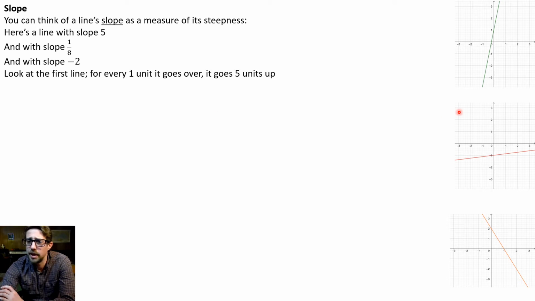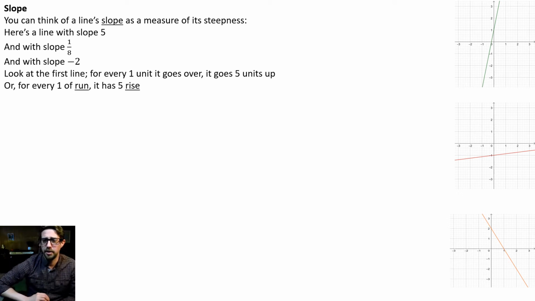So here's how we measure that. If you look at that first line, the steep one, if you go over 1 unit, you're going to go up 1, 2, 3, 4, 5 units, right? And if you go over 2 units, you're going to go up 10 units. And if you go over 3 units, you're going to go up 15 units. So we define it by taking how much it goes up divided by how much it goes over.